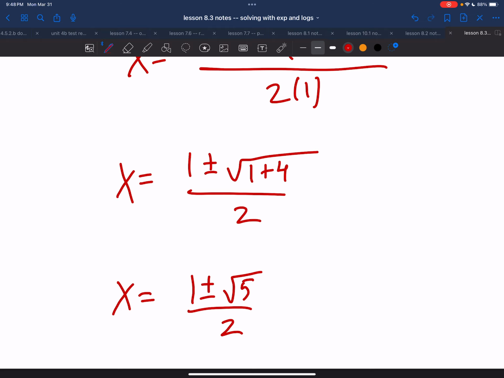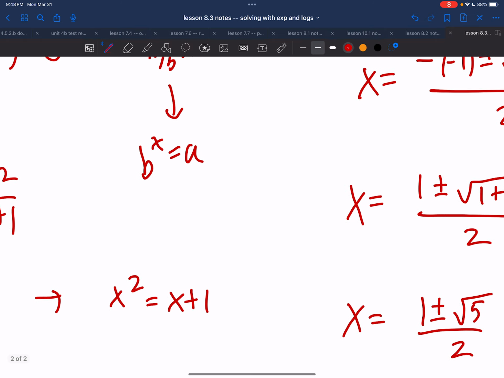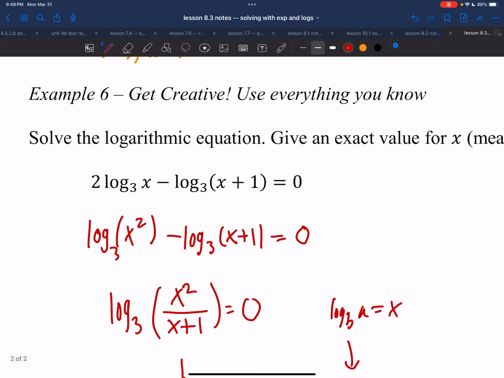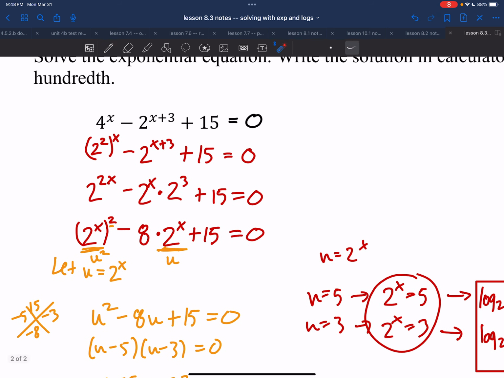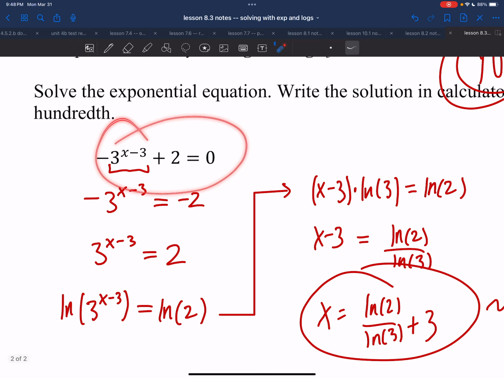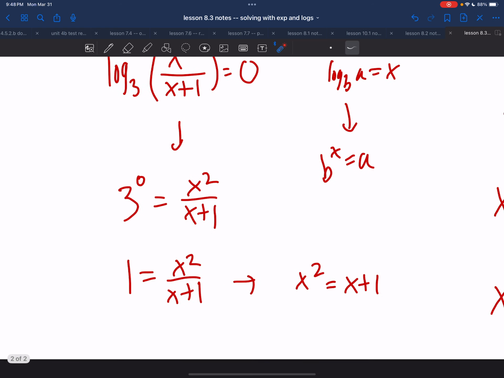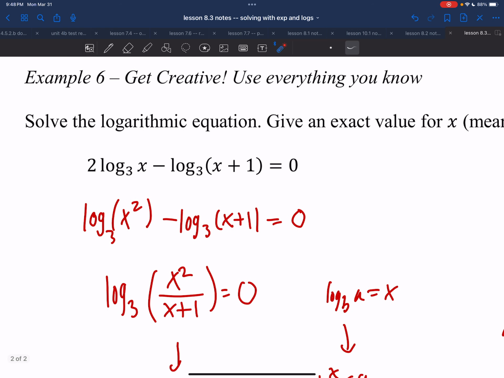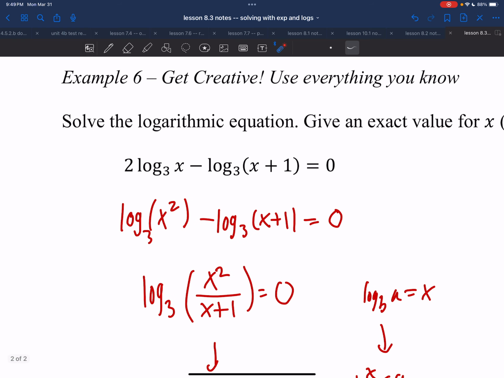Except it's not, because we have to check for extraneous solutions, because we're actually solving a logarithmic equation, not an exponential, right? This one was exponential, domain all real numbers. So this logarithmic expression needs to be solved and checked for extraneous solutions because its domain is different.